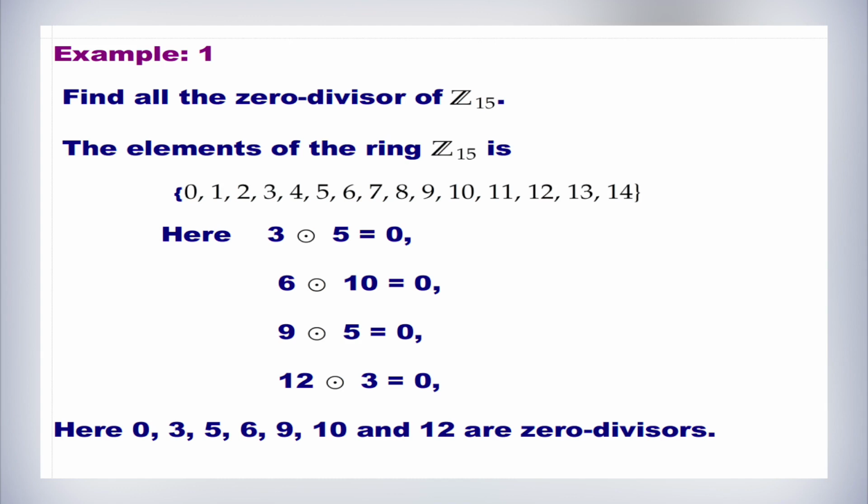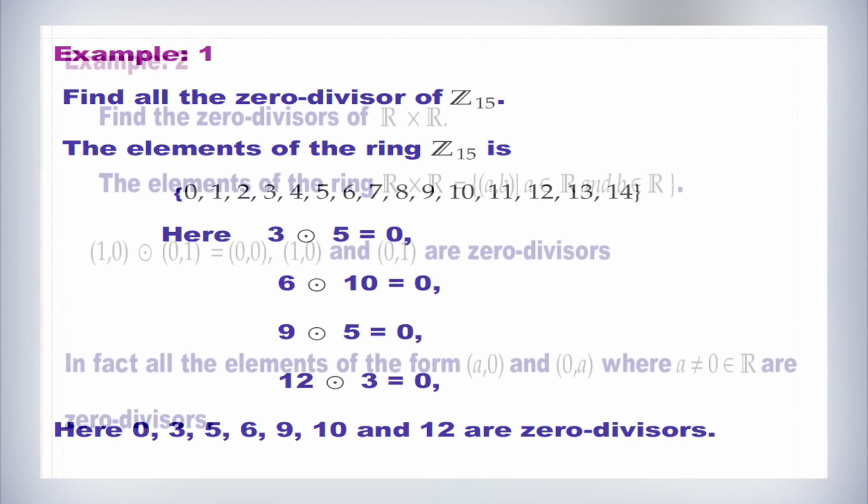The first example is to find all the zero divisors of Z15. The elements of the ring Z15 are the set of all 0, 1, 2, 3, etc., up to 14. Here 3 ⊙ 5 equals 0, 6 ⊙ 10 equals 0, 9 ⊙ 5 equals 0, 12 ⊙ 5 equals 0. Here 0, 3, 5, 6, 9, 10 and 12 are zero divisors.